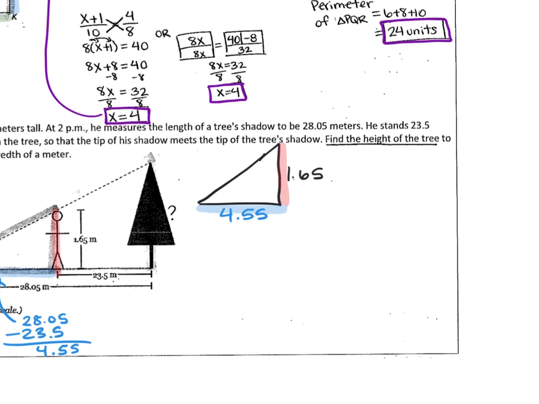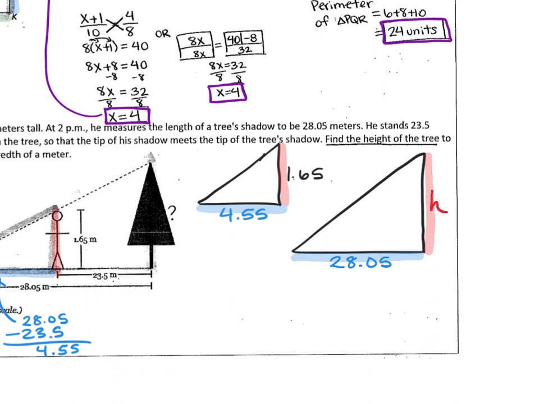Let's do my big triangle. This is the tree's triangle. What is this measurement for the tree? Big triangle. 28.05 meters. And we're looking for the height of the tree. I'm going to put an H right here to represent height. It's like an X, but since it's height, I'm going to make it H.